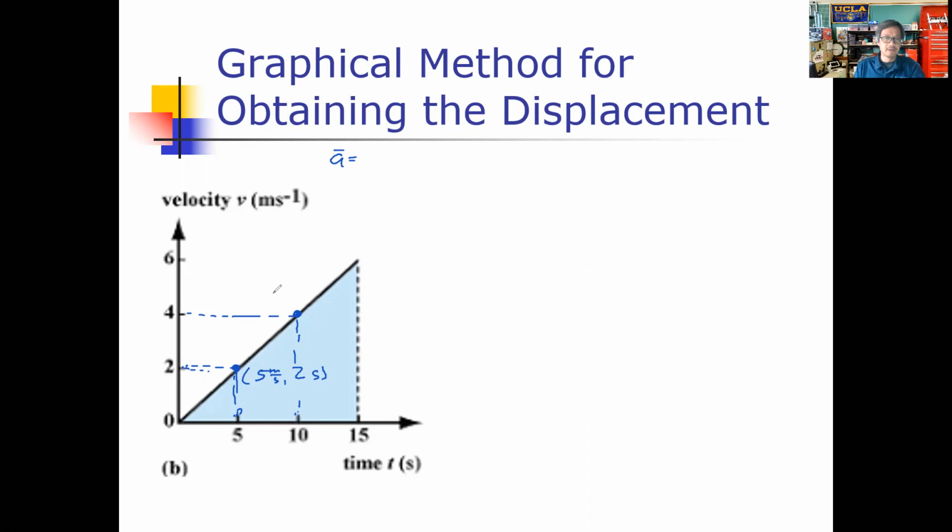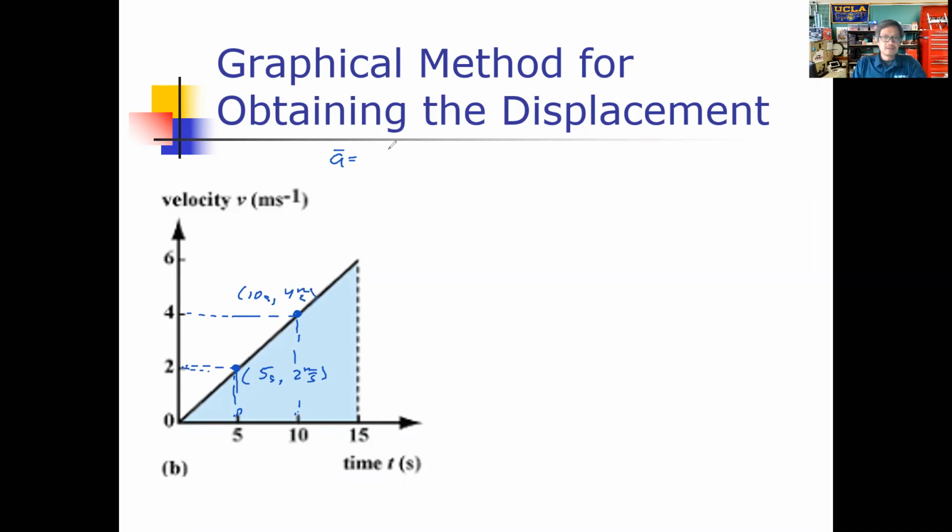I'm sorry, x, y. So let me switch this around. I have that flipped the other way around, sorry. Okay, so this one has a coordinate of 5 seconds and 2 meters per second. And here then it'd be 10 seconds and 4 meters per second.